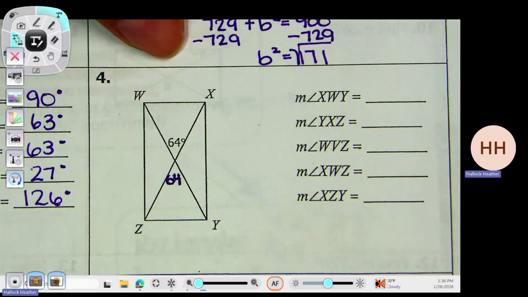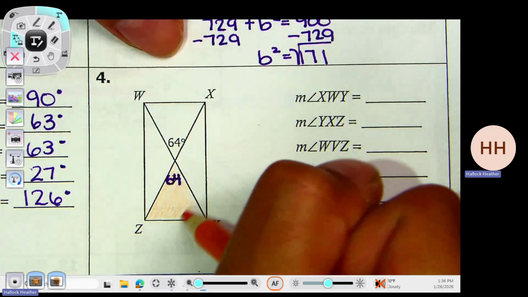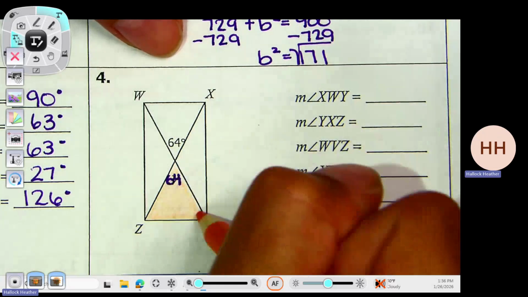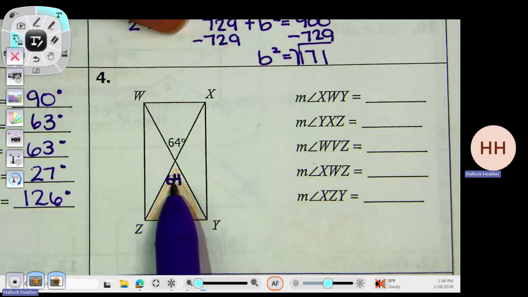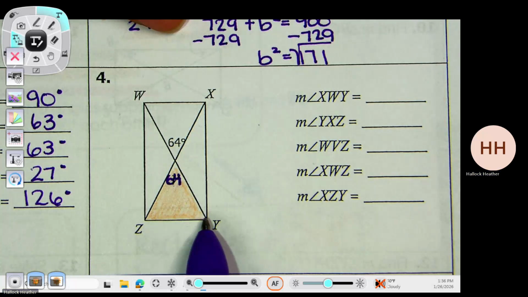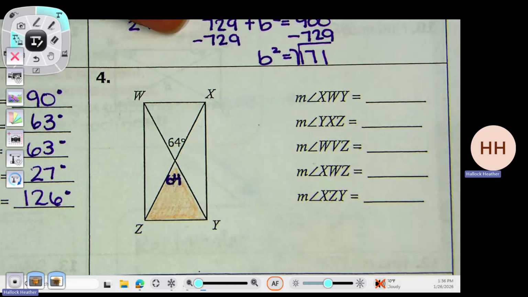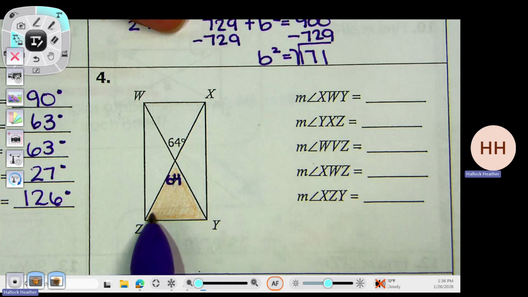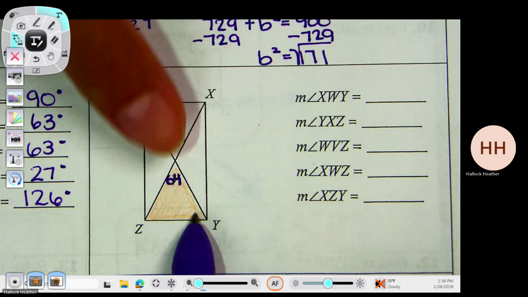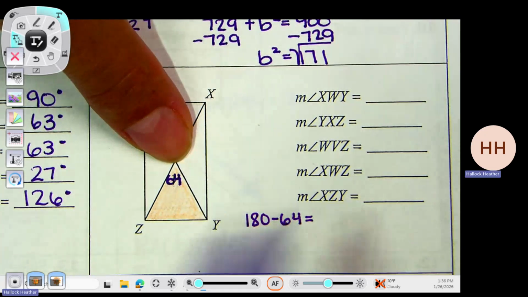Think about this as a triangle. The bottom angles need to match to make 180. You only know the top angle of the triangle. So what would I do to find the missing bottom angles? Good. We subtract it from 180 and we divide by 2 because there's 2 angles. So if I take 180 minus 64, how much do I get?